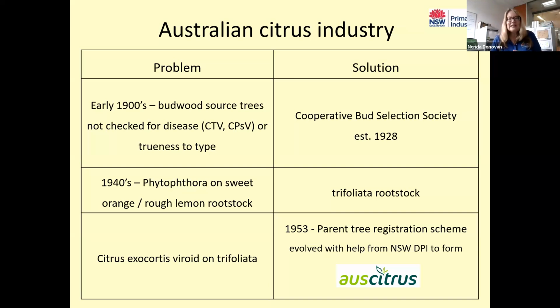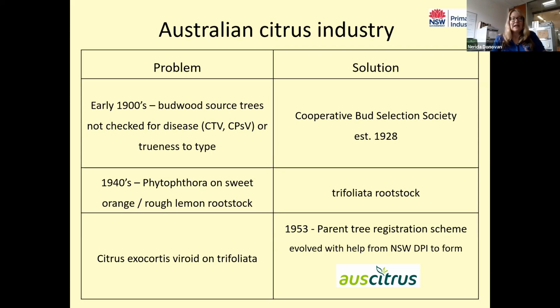In the 1940s, there was widespread death of trees, and that was due to Phytophthora on sweet orange and rough lemon rootstock varieties. So they started using Citrus trifoliata rootstocks. A lot of people would have heard of tri rootstocks, and so they are sort of resistant to Phytophthora.